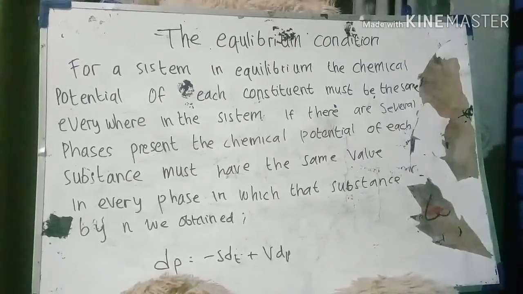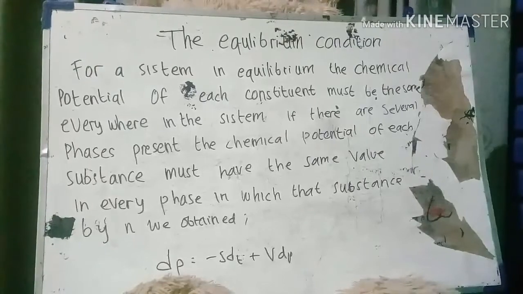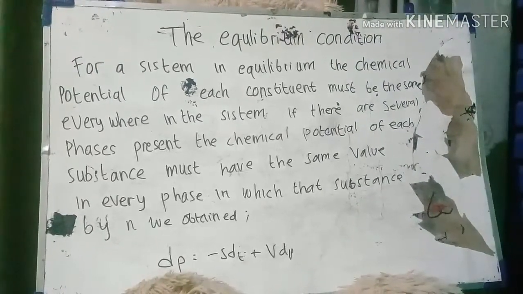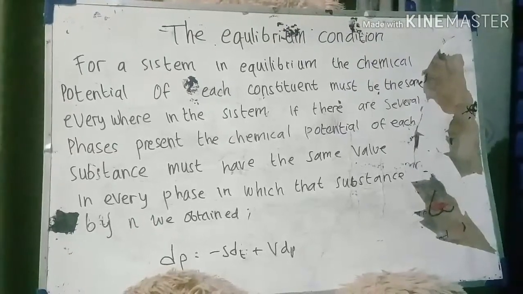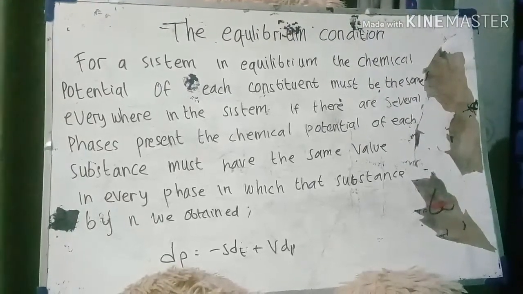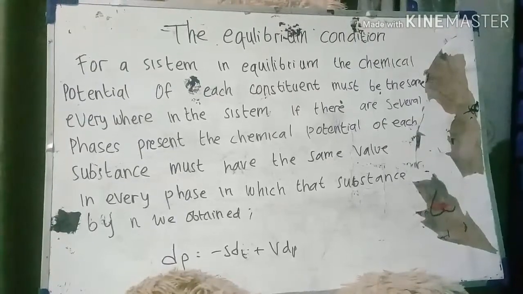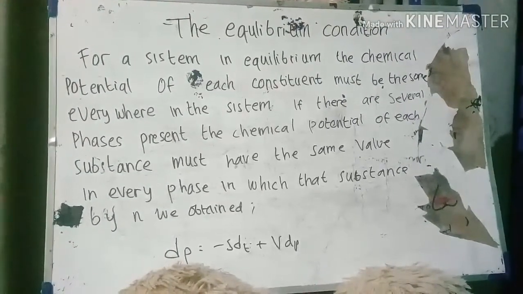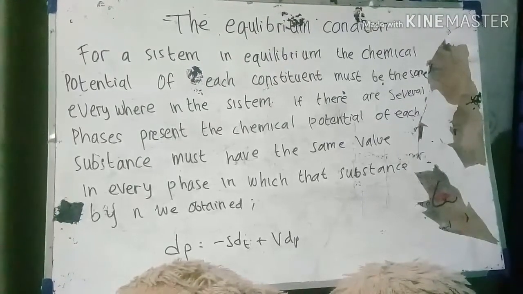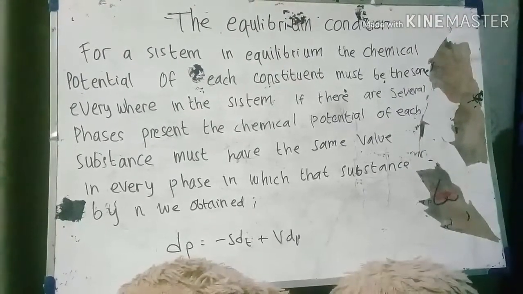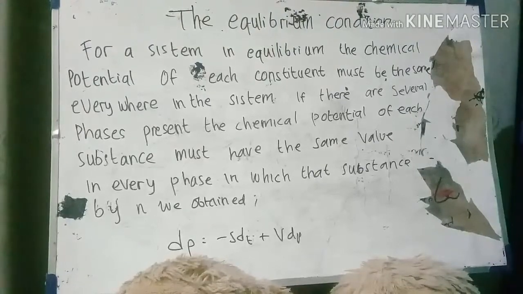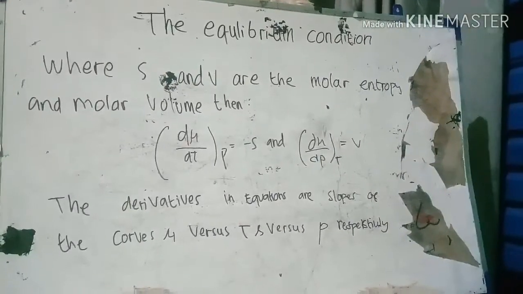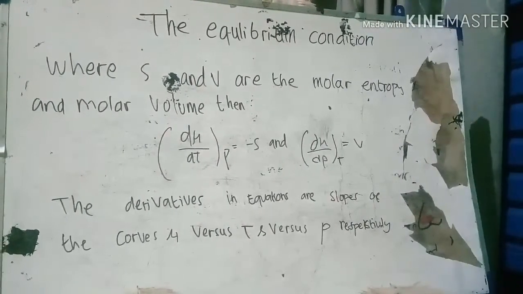Equilibrium condition. For a system in equilibrium, the chemical potential of each constituent must be the same everywhere in the system. If there are several phases present, the chemical potential of each substance must have the same value in every phase in which that substance occurs, and we obtain dμ equals minus S dT plus V dP, where S and V are the molar entropy and molar volume.